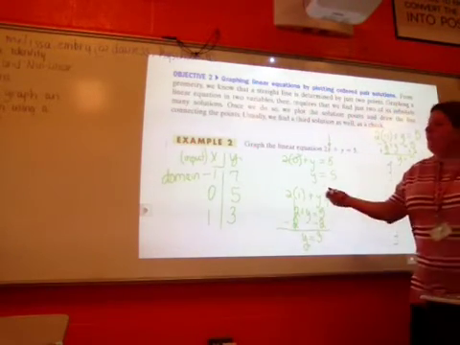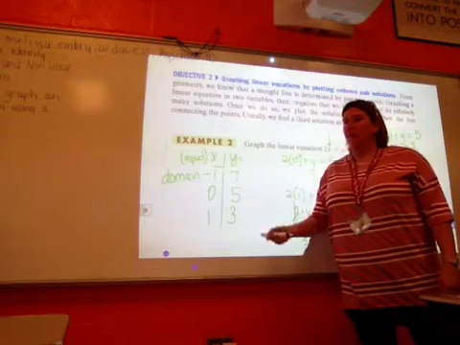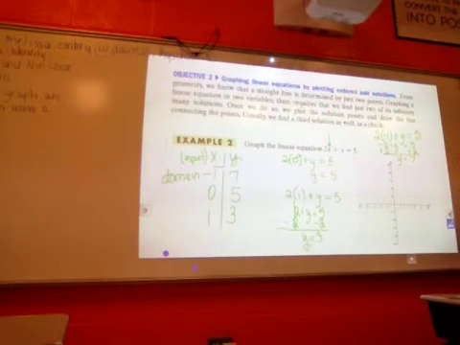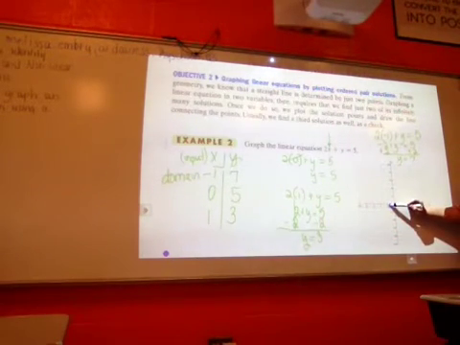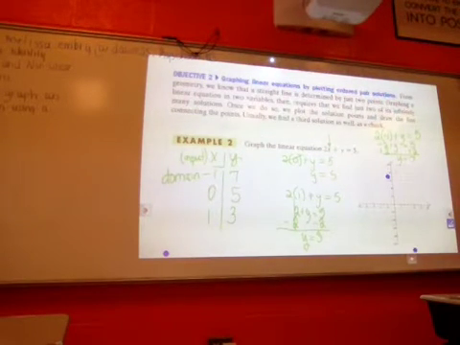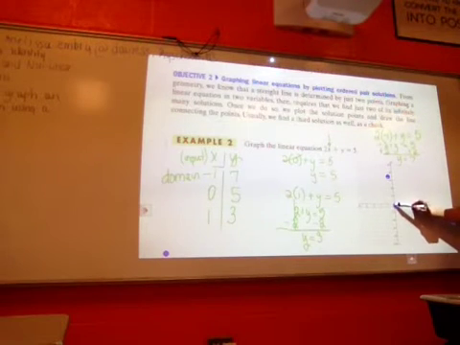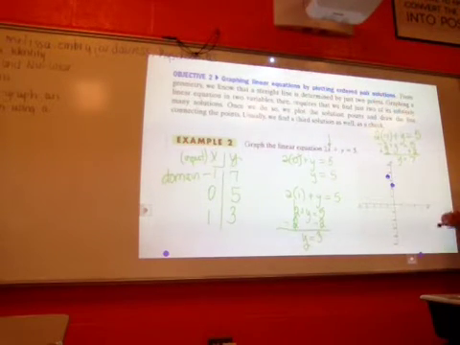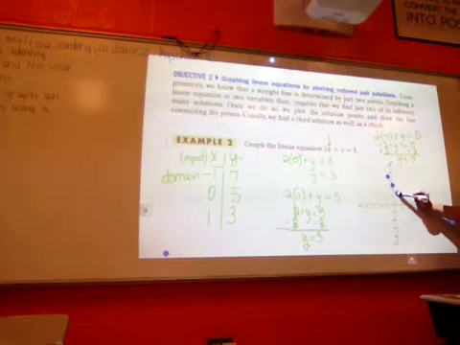So on your graph, you would find -1, 7. Remember, it's X comma Y. So negative 1, 7 is going to go there. Then what would your next ordered pair be? 0, 5. So 0, 5 is going to go there. What would my next ordered pair be? 1, 3, and it's going to go there.